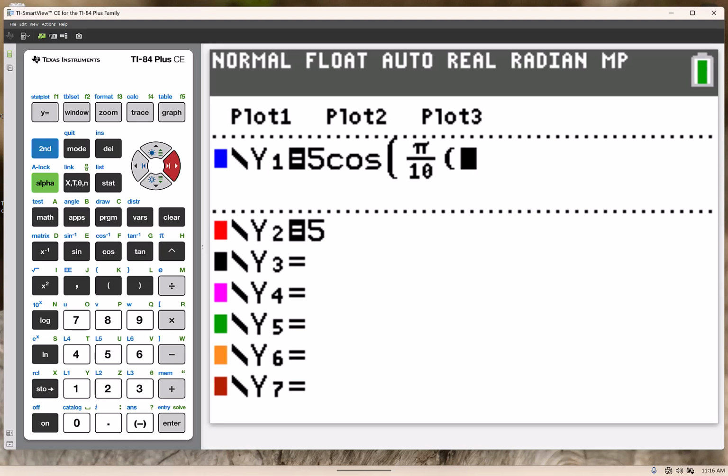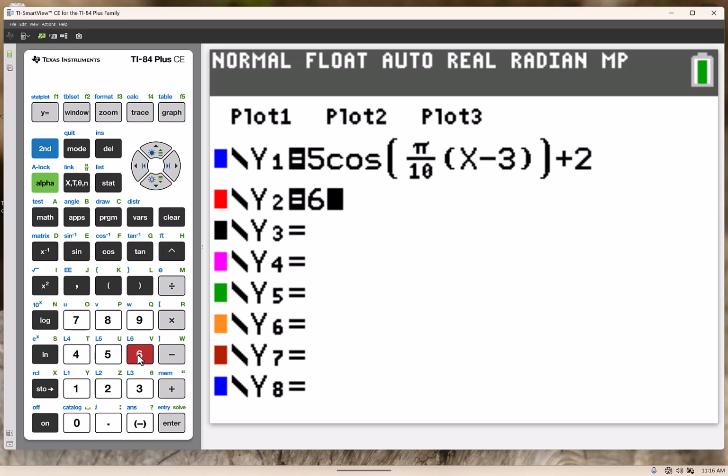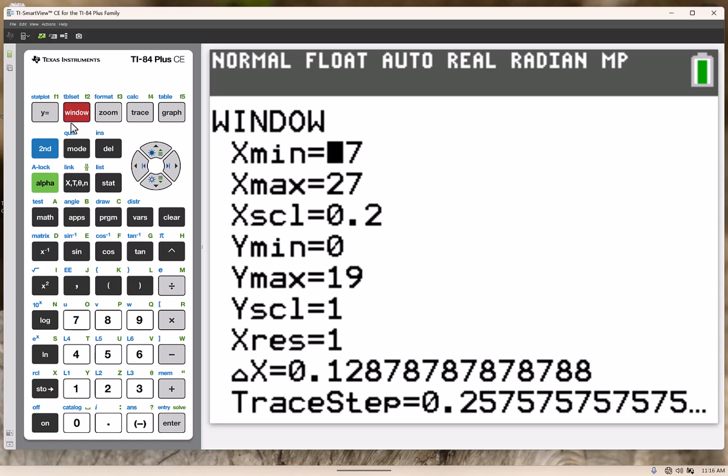Okay, X minus 3. Close. Okay, and then go to Y2. What does it equal? 6. Okay, click on window. And then on window, what's the smallest X value? I'll put -3 for X min. What's the biggest X value? Like 29.